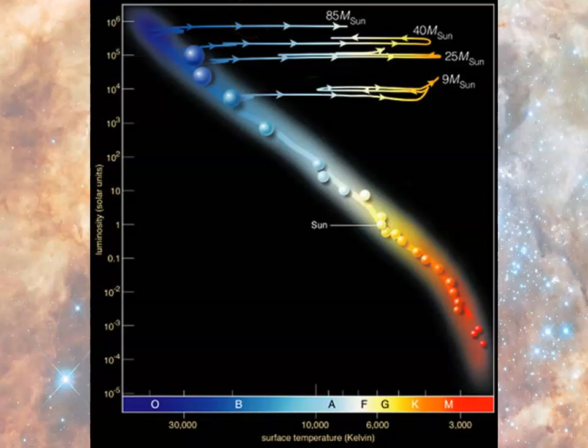So, again, the higher the mass of the star, the more quickly everything happens. In the case of an 85 solar mass star, it's probably going to explode within a couple million years after it forms.